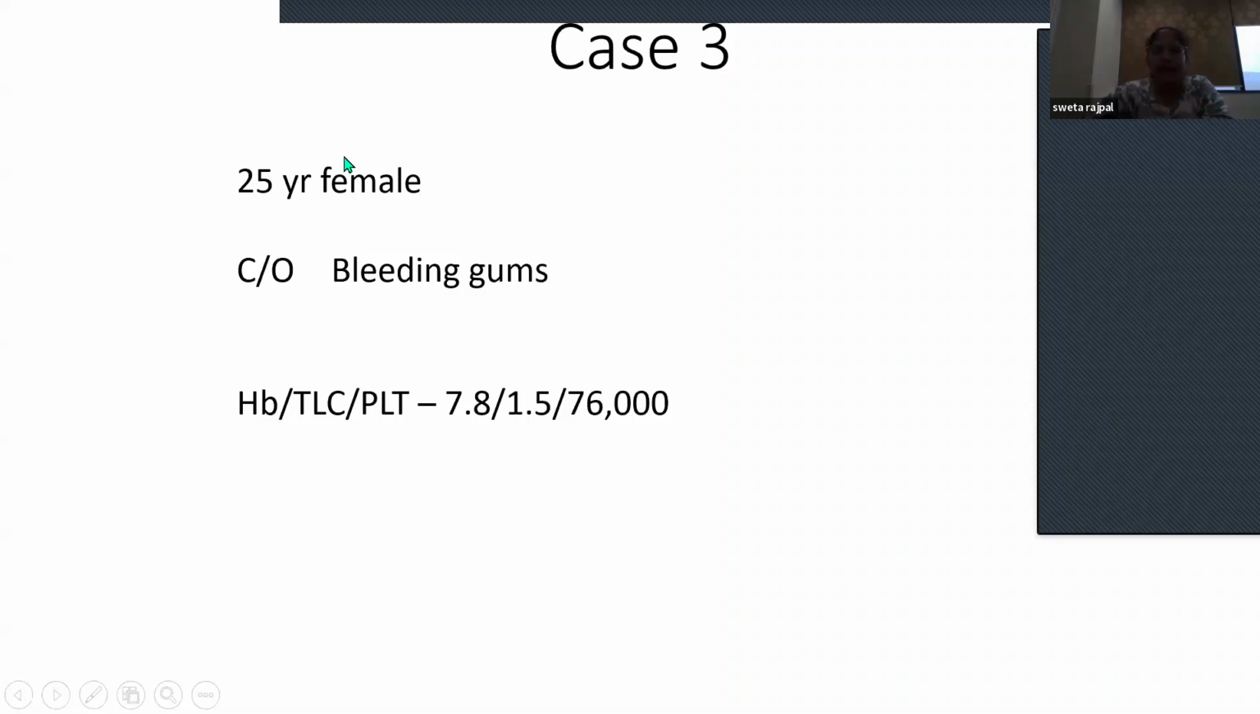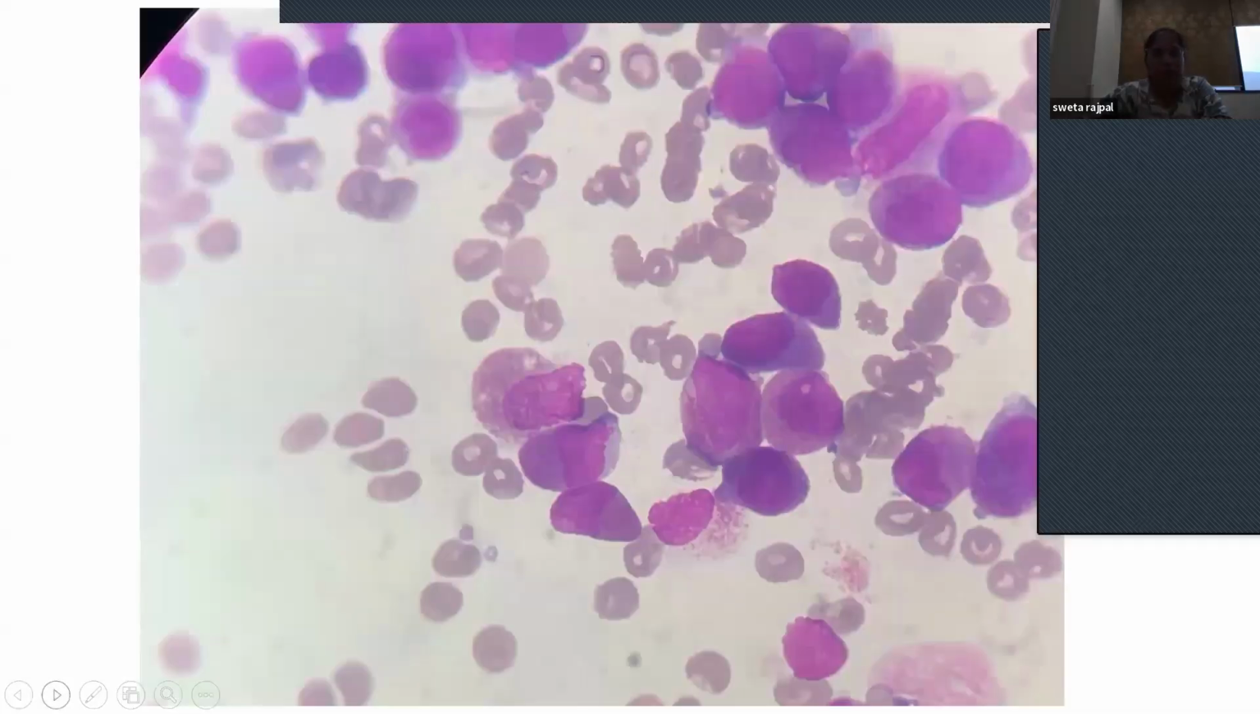So case 3, a 25-year-old female presented with bleeding gums. On hemogram, she had pancytopenia. And this was a bone marrow aspirate.